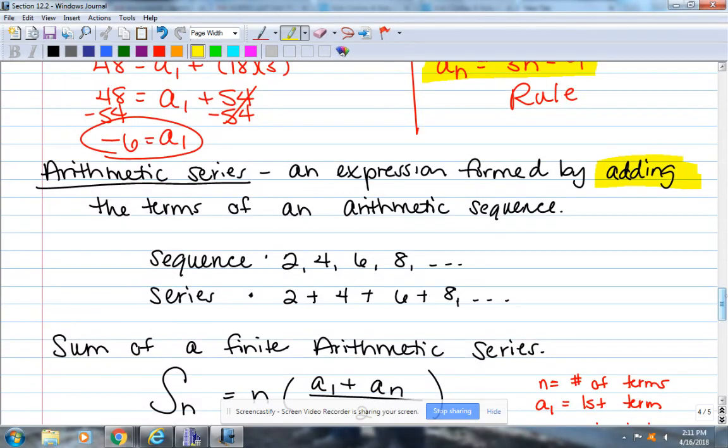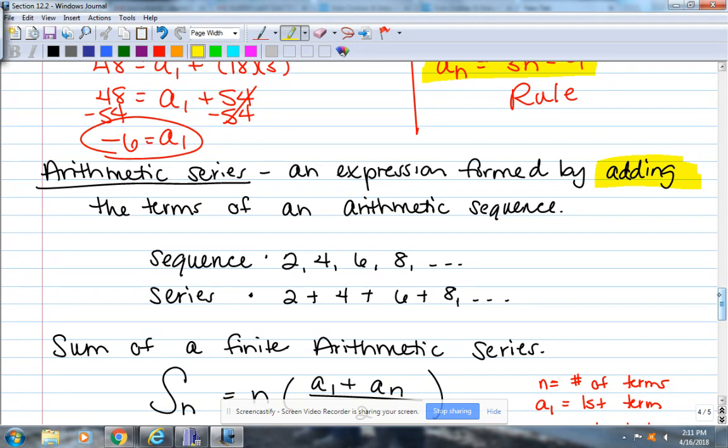Right? Okay. So let's just talk about, here's a sequence right here. It's arithmetic. It goes up by 2 every time. 2, 4, 6, 8. Goes on and on. That's a sequence. Now, if I added all of those terms, that would be the series. Okay, so that's the difference in a sequence and a series. A sequence is just a list of numbers. A series is when you continually add them.